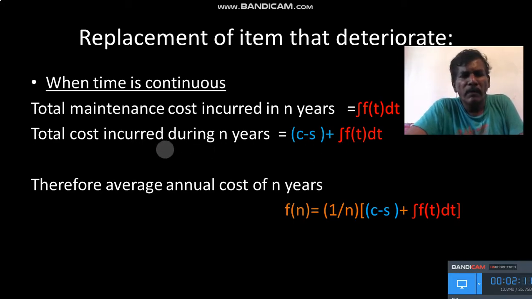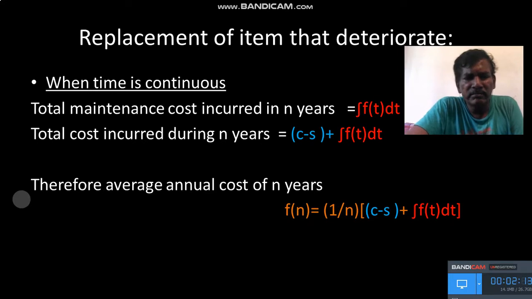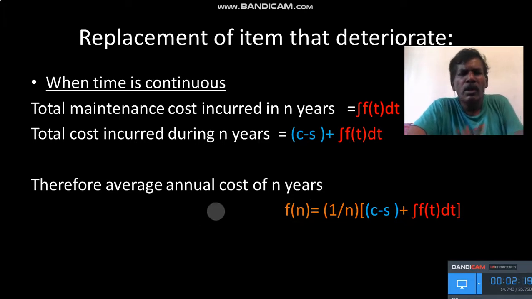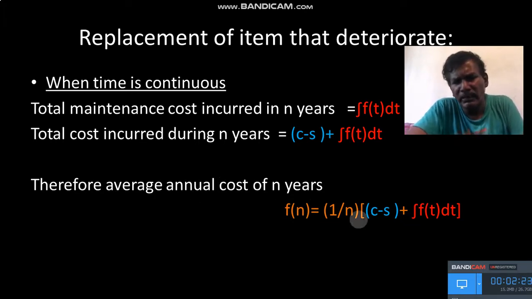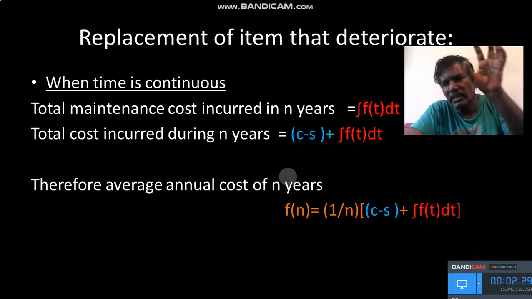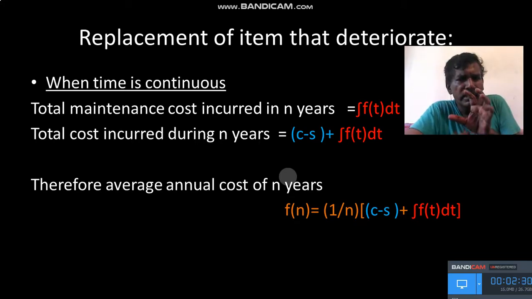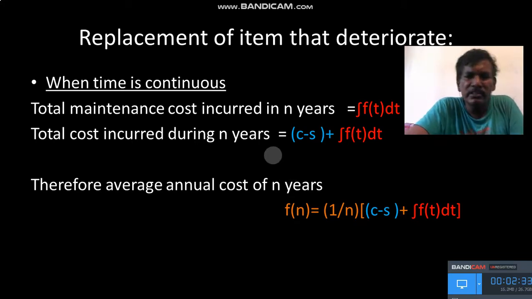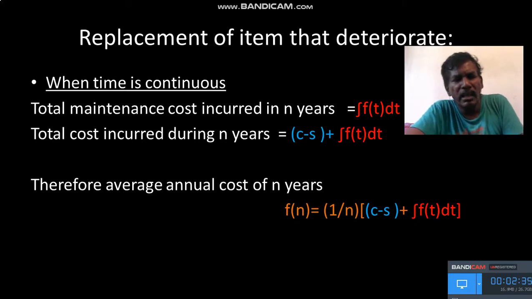Now, what we are interested in is finding the annual average cost of n years. For n years, what is the total average cost? Why do we have to calculate this? Because if we calculate the average annual cost for each and every year, then the year with the very least average annual cost is the year we have to replace.